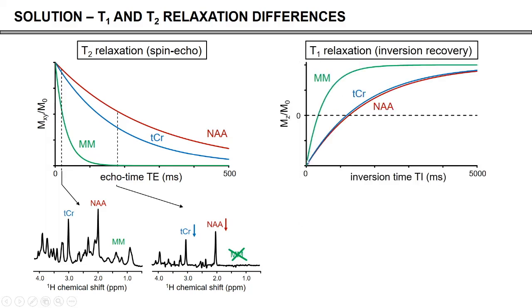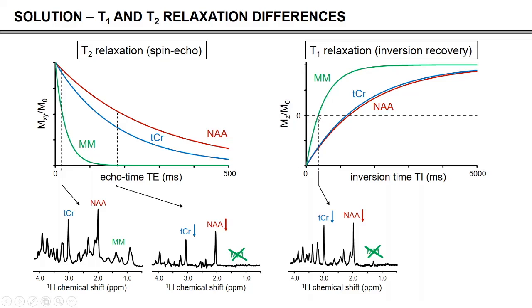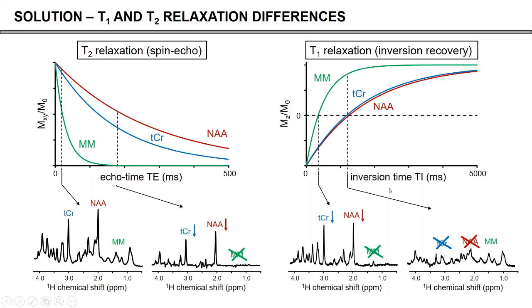Similarly, you can use differences in T1 relaxation. You invert all of the magnetization and then let it recover. Macromolecules have a short T1, so they recover fast. And if you excite magnetization at this point in time, the macromolecules are zeroed out, and you get a signal from metabolites only. If you excite magnetization at this point in time, then the macromolecules have nicely recovered and the metabolites go through 0, and you have a macromolecule only spectrum.